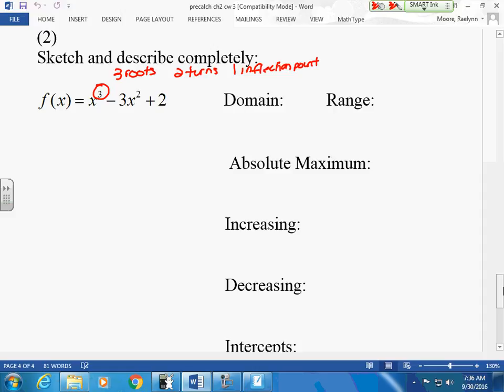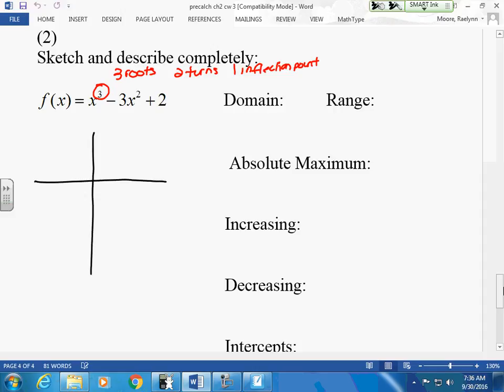I have 3 roots. It's going to turn twice, and I have an inflection point. We take this one, we subtract 1. So 3 roots, minus 1, 2 turns, minus 1, 1 inflection point. We'll briefly talk about an inflection, but then I'll throw it in at a different time. But I like to introduce it now.